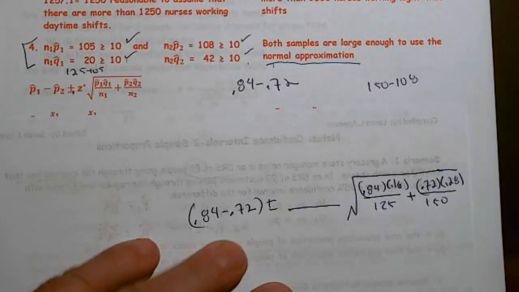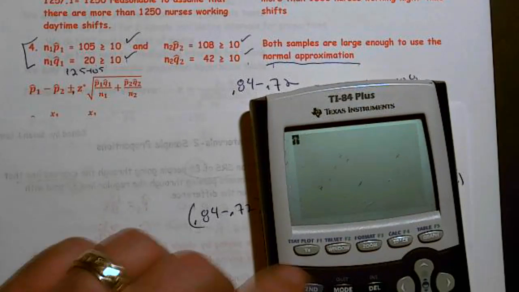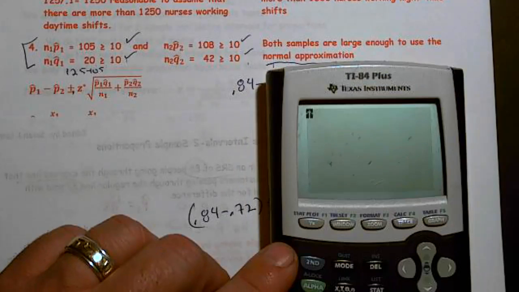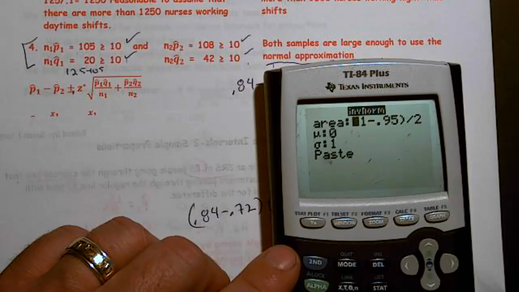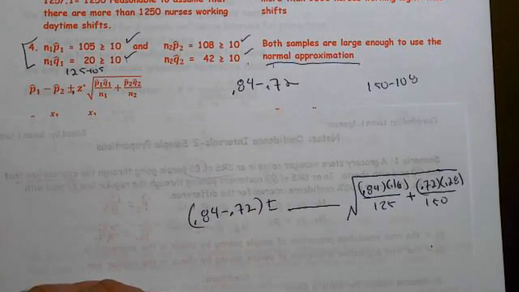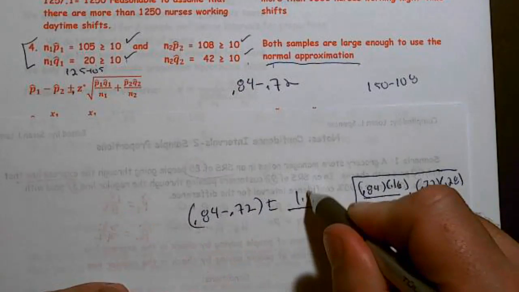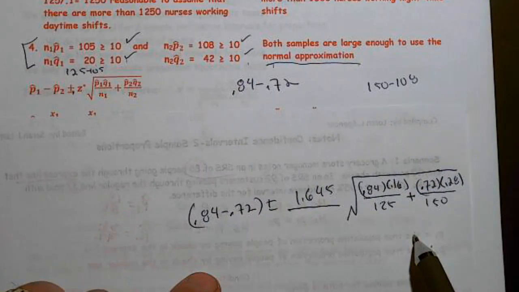Well, we need to get z star, and z star is going to be second vars, inverse norm, and we wanted a 90% confidence interval. So parenthesis 1 minus 0.90, close parenthesis, divided by 2. And we get 1.645. So this value is 1.645. So this right here is really good work shown.